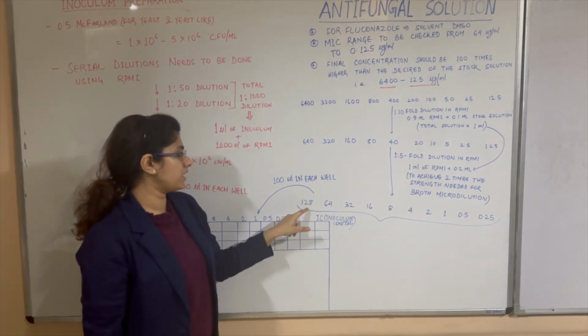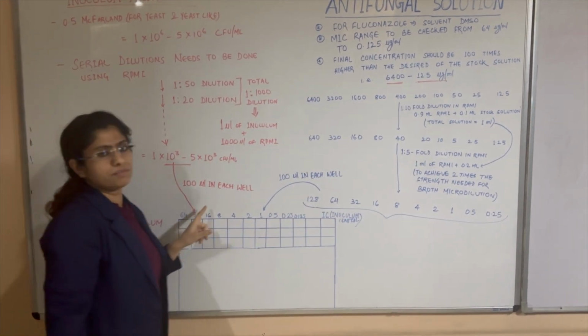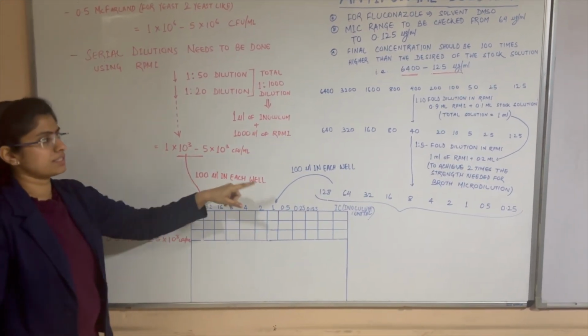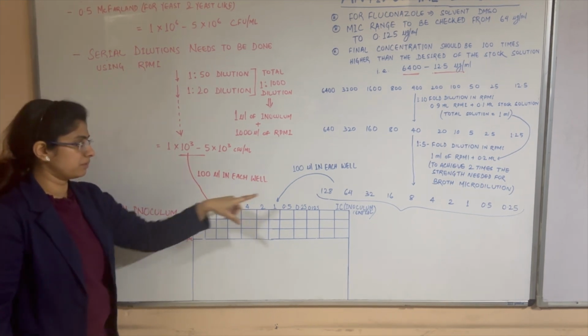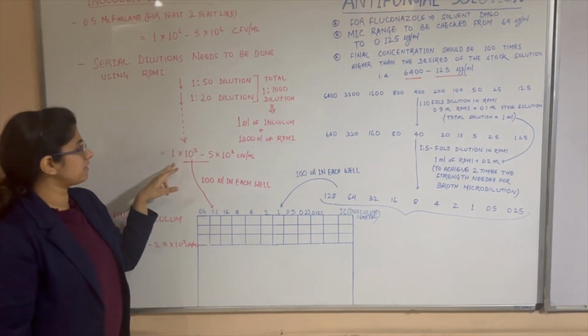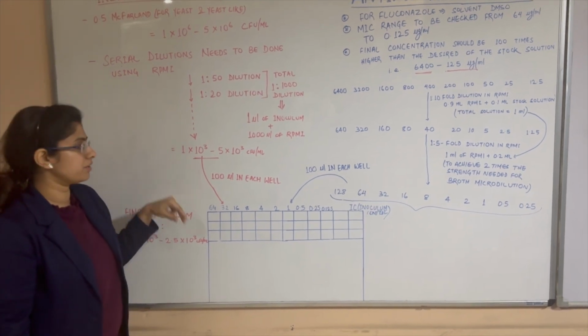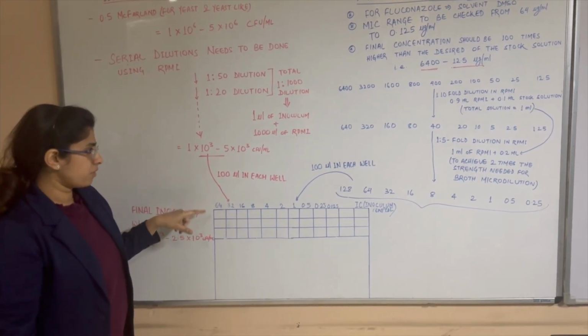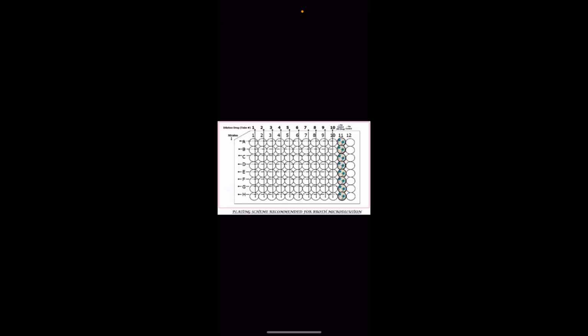dilution. Why we need this as double is, finally when we are adding the inoculum as well as the antifungal to this microtiter plate, there will be a half reduction of the antifungal concentration here, and the inoculum concentration will again get reduced by half. So next, we will take a microtiter plate. This is the plating scheme which is recommended for broth microdilution as per CLSI.